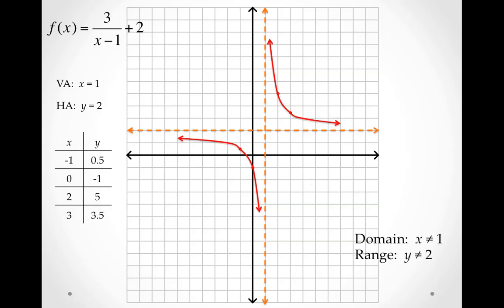And then for domain and range, we again go back to our h and our k, and we simply say x is not equal to the +1, since that's where the vertical asymptote was, and y is not equal to 2, since that's where our horizontal asymptote was.